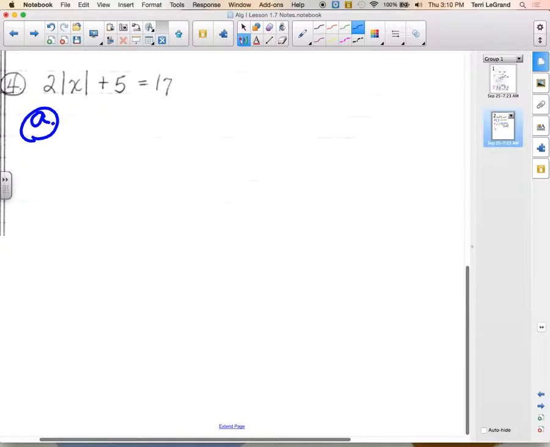Subtract 5. Subtract 5 from both sides because this is a multi-step equation. And we always undo addition or subtraction first, typically because it just makes the problem easier for us. Doesn't mean we have to, but it sure makes life a lot easier right here at the end. And now what does our equation read? 2 times absolute value x equals 12.